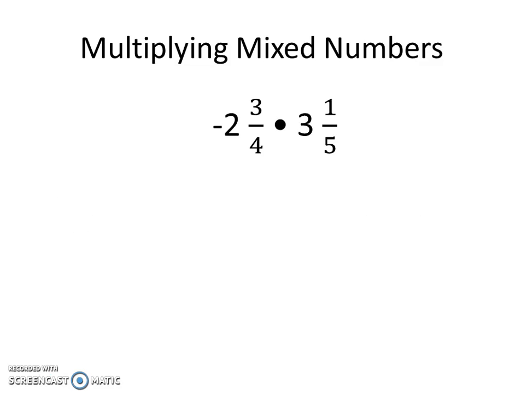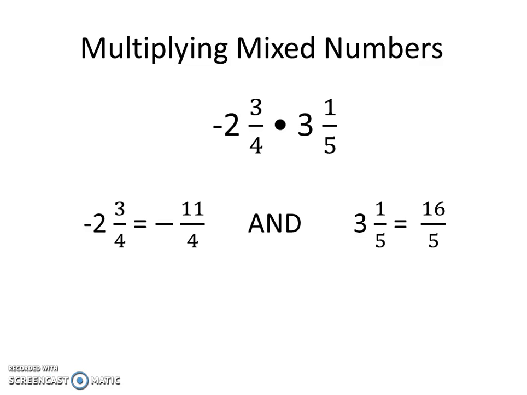If we want to change negative 2 and 3/4 to an improper fraction, I'm going to do 4 times negative 2, which is negative 8, and then add 3 to get negative 11 over 4. Doing the same with 3 and 1/5, 5 times 3 is 15, plus 1 gives me 16. So now I have 16/5. My new problem is negative 11/4 times 16 over 5.